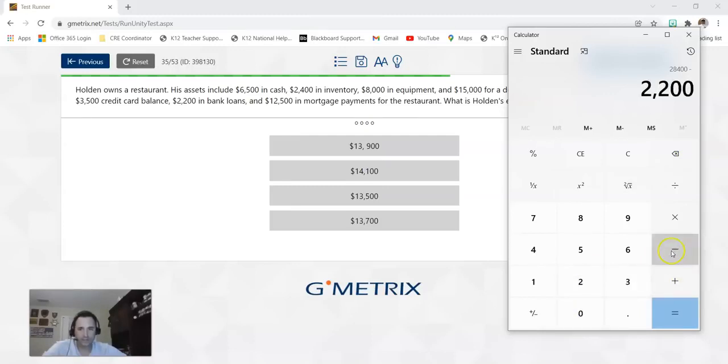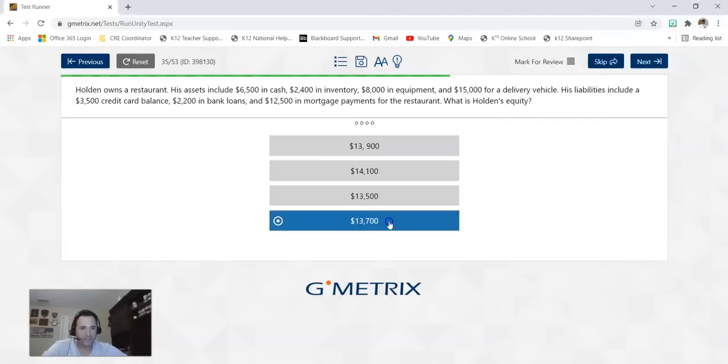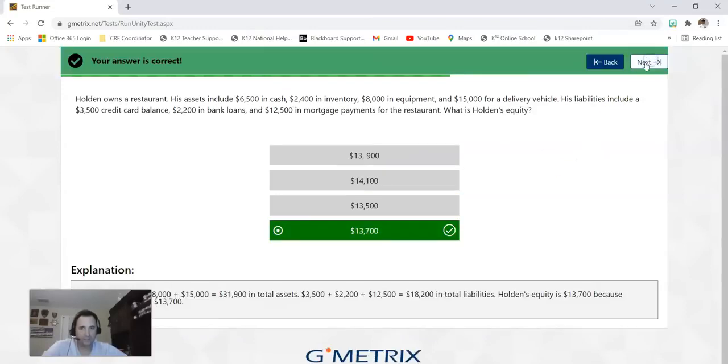$2,200 in bank loans and $12,500 in mortgage payments, which gives an equity of $13,700.